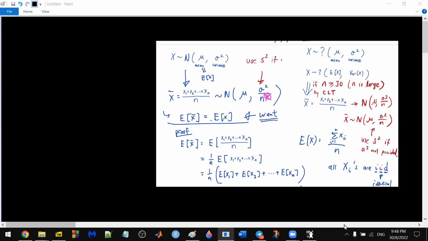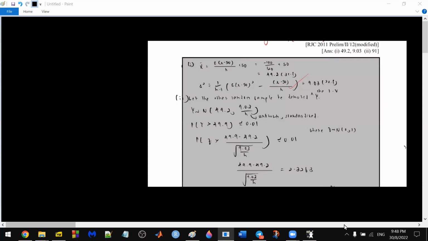Use s square if sigma square is not provided or not available. Okay, I'll send you the file later. But this one, anyways, you did it right.